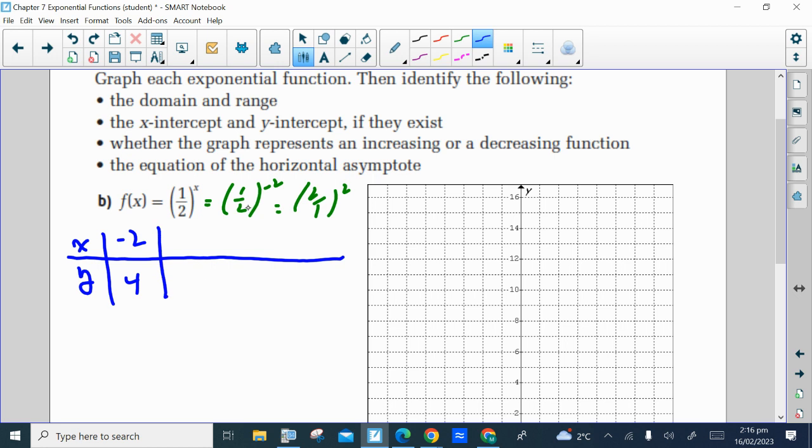When x is negative 1, the same thing will happen. You'll flip the fraction over and get 2 over 1 to the positive 1, which is 2. When x is 0, it doesn't really matter what the base is, anything to the power 0 is 1. When x is 1, 1/2 to the 1 is a half. When x is 2, 1/2 all squared will be 1/4, and so on.